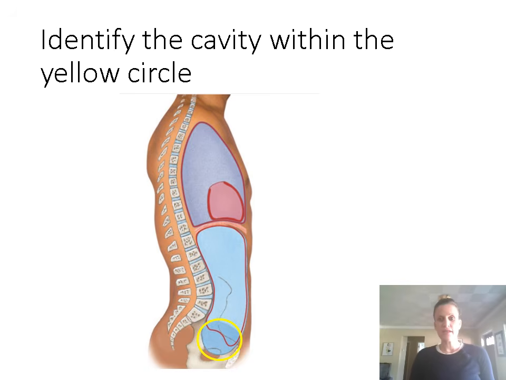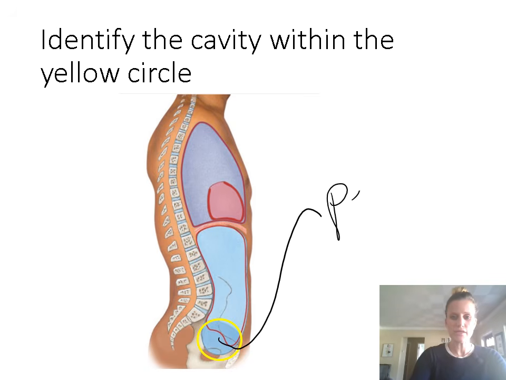Identify the cavity within the yellow circle. We've already seen this picture. Now this is asking for one of the more specific cavities down at the very bottom of the abdominopelvic cavity. Remember that the abdominopelvic cavity can be divided into the light blue area at the top and the dark blue area at the bottom. And the dark blue area at the bottom within the yellow circle is the pelvic cavity.